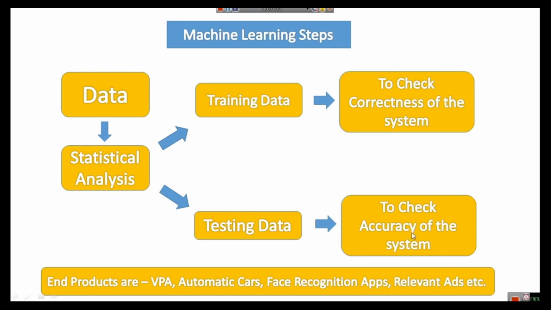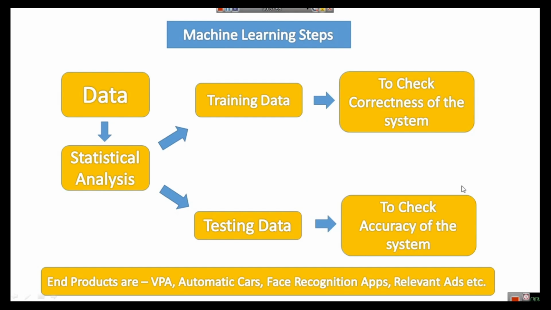And this testing is done to check the accuracy of the system, and training is done to check the correctness of the system. And once these things are checked, once we have some efficiency that we can go with, end products are created.